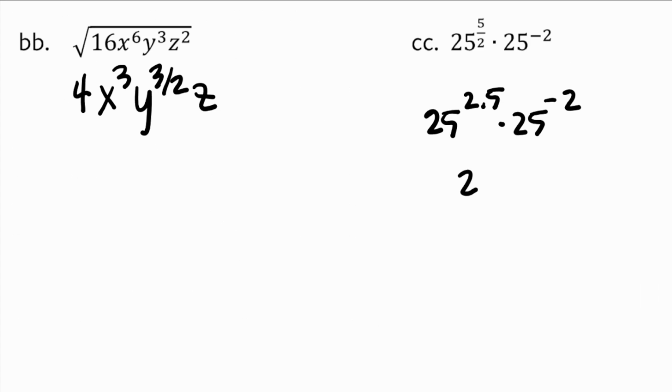2.5 minus 2 is going to be 0.5. And the 0.5 power, that's half. That's the square root. And that's equal to 5. So that's just another way of thinking about that one, if you like that.